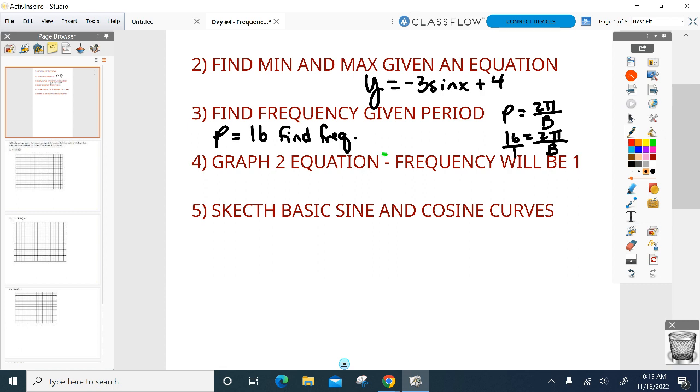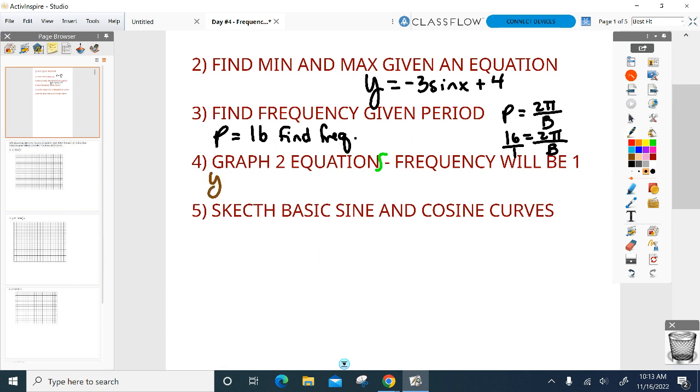And I'm going to ask you to graph two equations, but you do not have to change the x-axis at all tomorrow, like we did yesterday, like we're going to do today. You do not have to find the period, divide by 4, that stuff. Here's what I'm going to ask you to graph tomorrow.